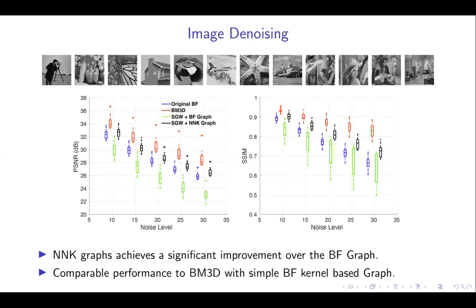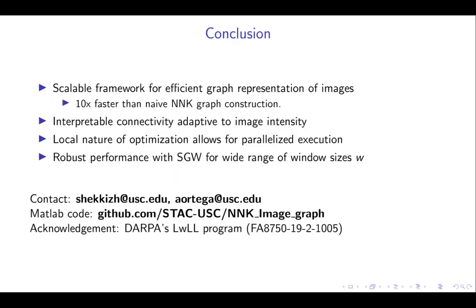To conclude, we presented here a scalable, efficient graph framework for images with interpretable connectivity and robust performance. By performing image-specific analysis, we were able to achieve 10 times faster runtime compared to naive NNK graph construction. Further, the local nature of the algorithm allows for parallelized execution and will be evaluated in the future.